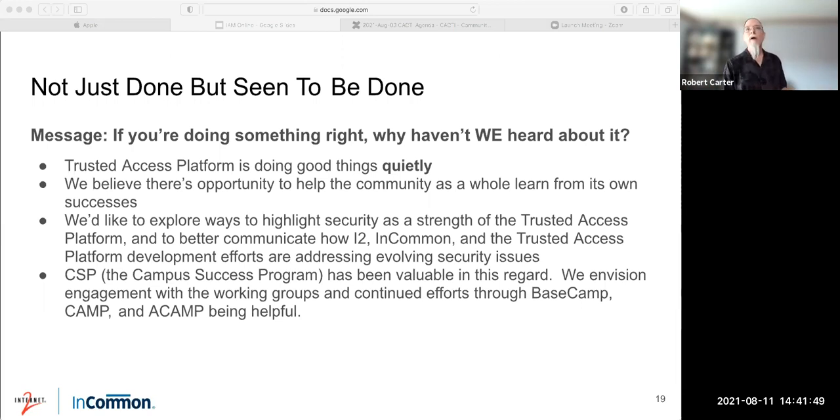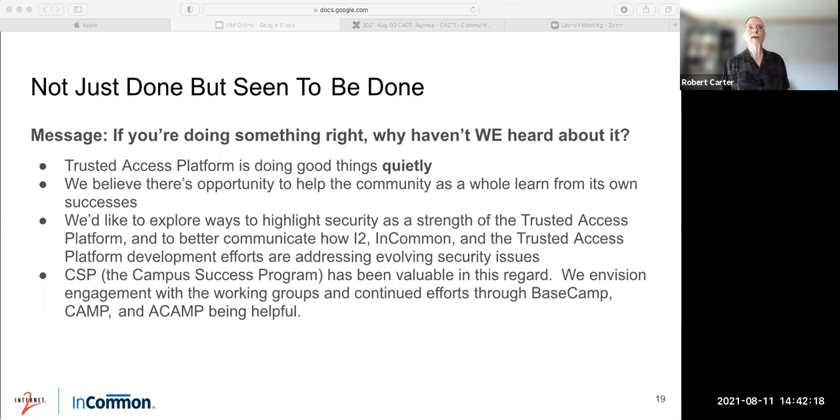Part of the problem, though, is that while the folks creating the trusted access platform software are doing a bang-up job of getting it right, doing the right things to adapt to this new normal that we find ourselves in, to them, that's just the normal way of doing business. They don't talk about it a whole lot because they just assume that's what they have to do. And we think that probably there's a communications gap there in that the community doesn't have that sort of warm, fuzzy feeling that would come from hearing about all the cool security related stuff that's going on inside the trusted access platform, for example.